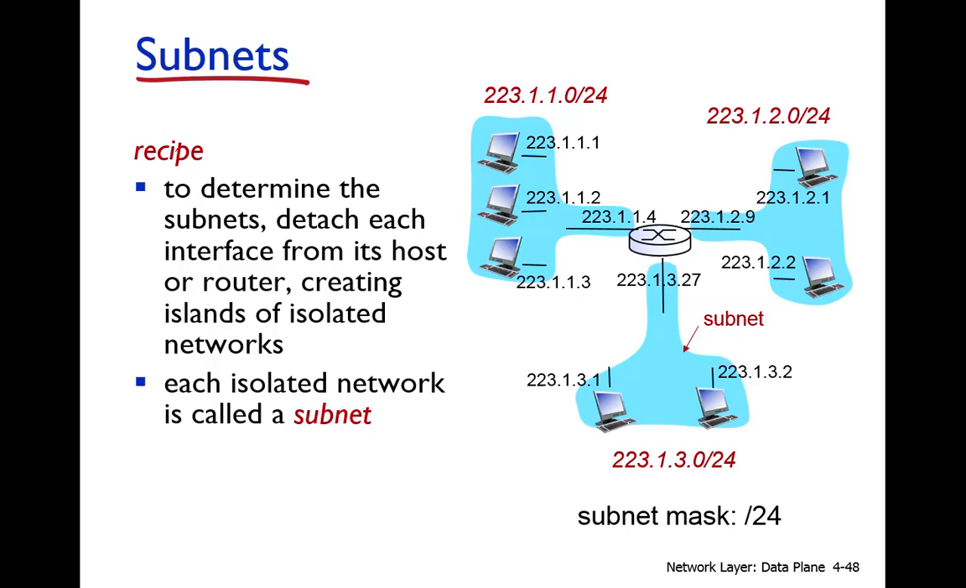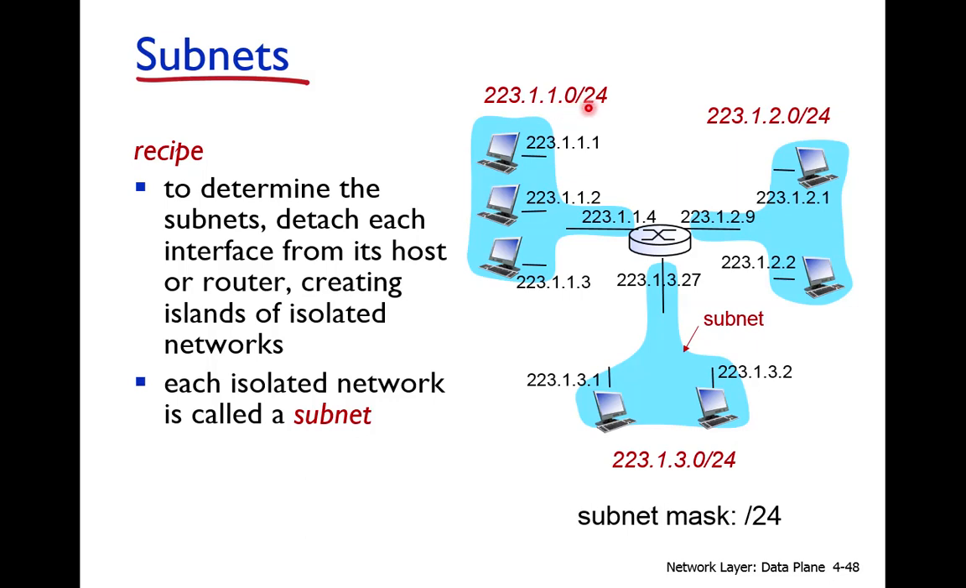Now suppose you are going to find how many subnets are there. If you remove this router interface, then this is an island. So this is the isolated network part. They can reach each other without passing through the router. So this is one subnet, this is another subnet, and this is another subnet.